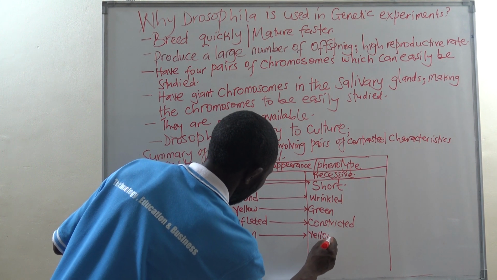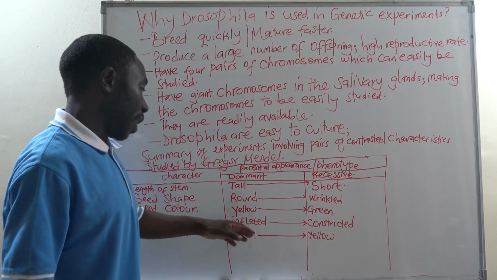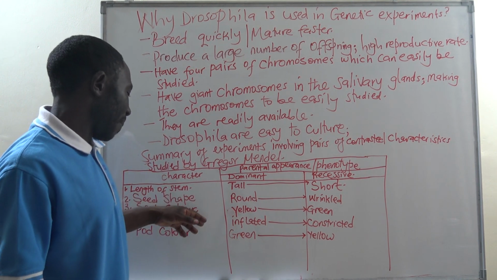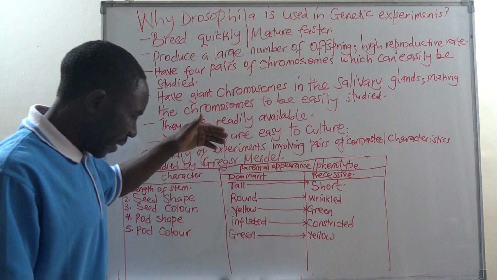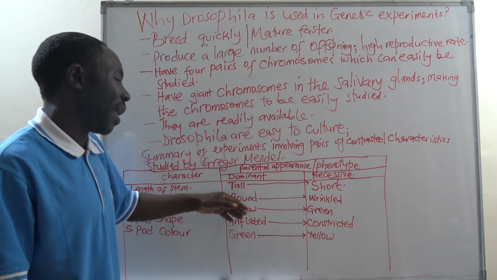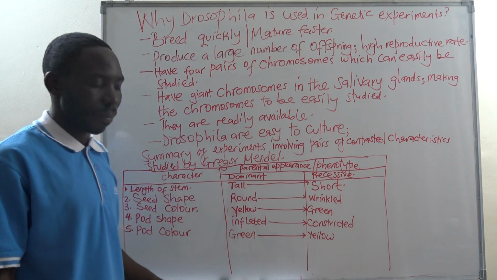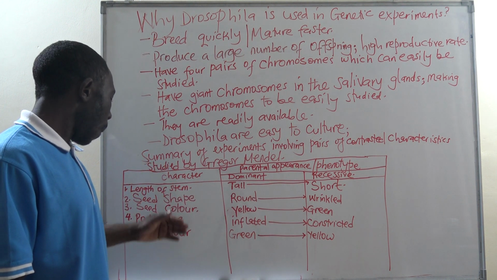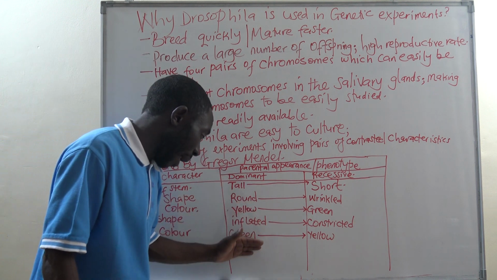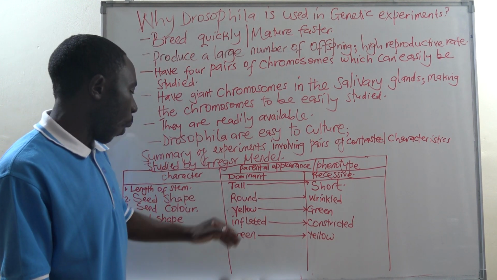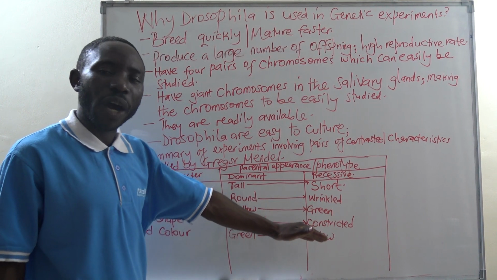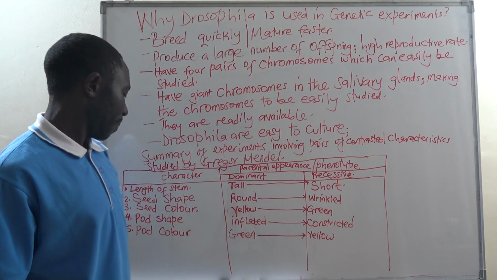Yellow is recessive. So, you can see here, don't confuse it with seed color. Seed color, yellow seeds or yellow character is dominant over green character. When it comes to pod color, the green color of the pods or green character is dominant over yellow character.